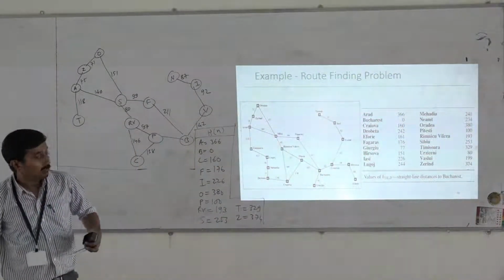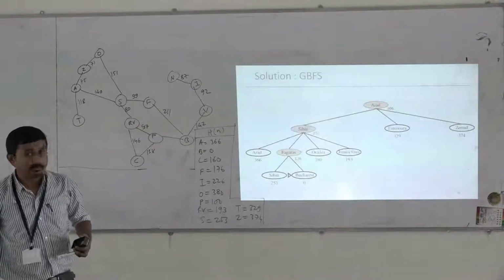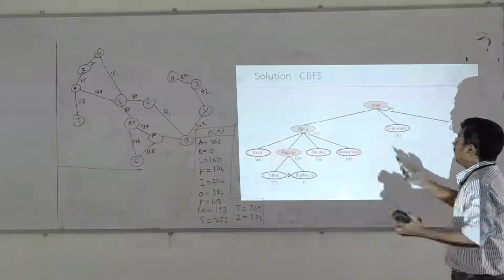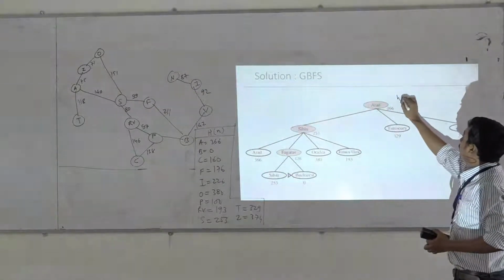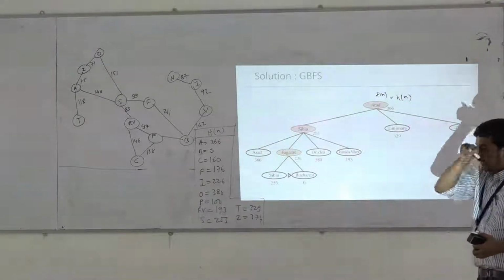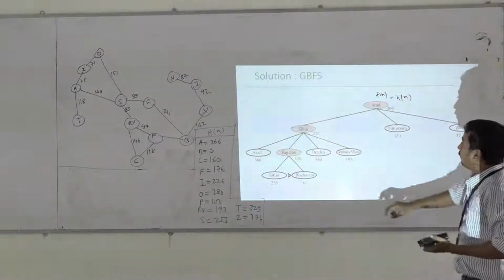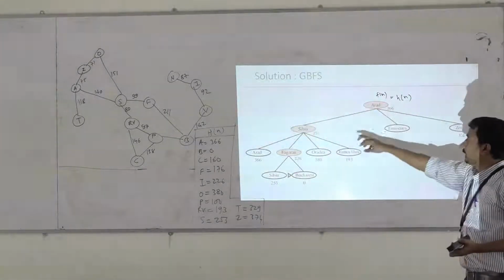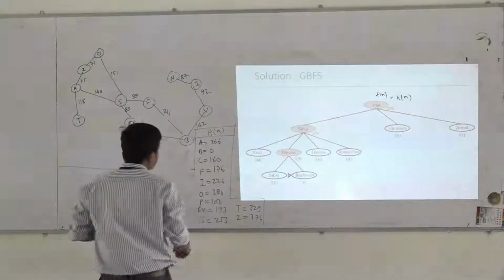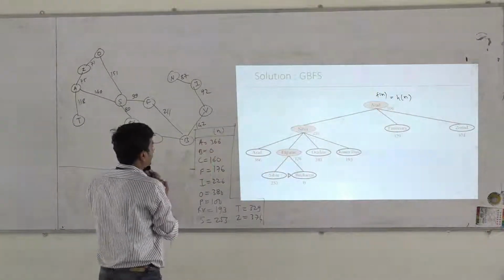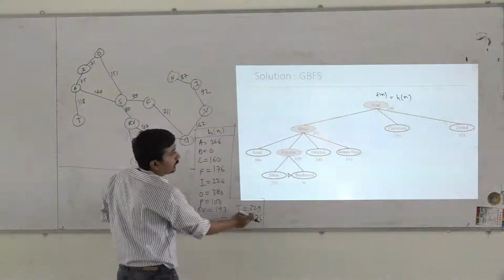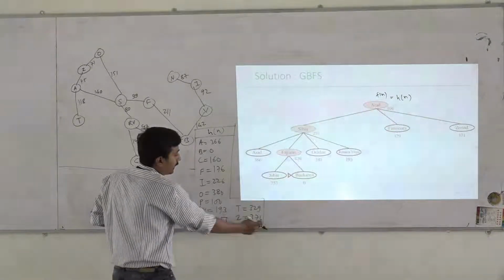So let us solve this problem using greedy best first search. Our starting node is A. We want to select the node with the minimum value of h(n). From A we have these three cities; A is connected to these three cities. Now for S, h(n) is 253. For T it is 329. For Z it is 376.